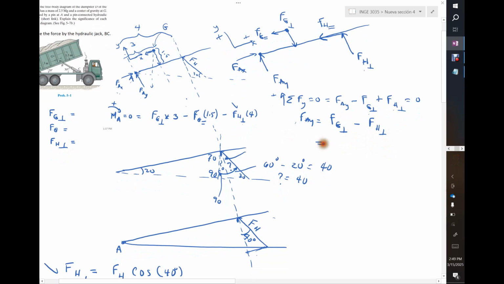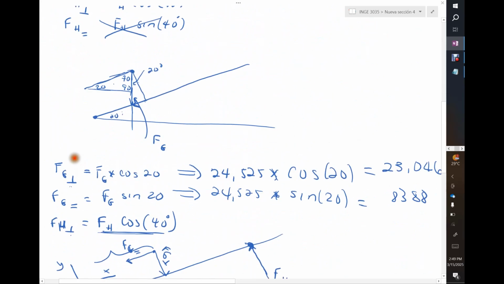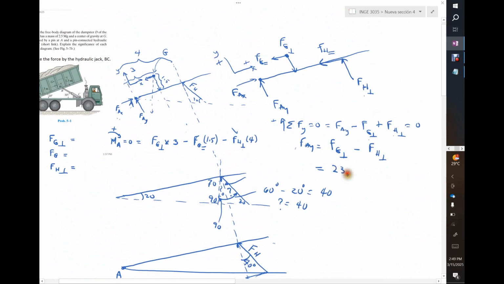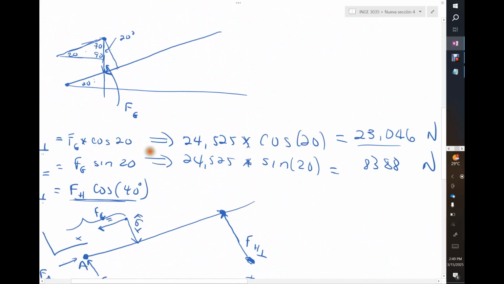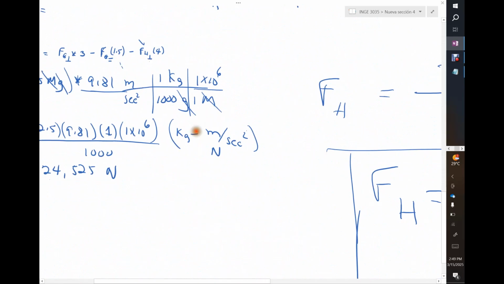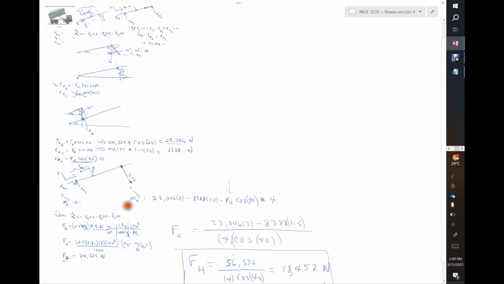So we get the numbers. FG perpendicular is 23,046, minus the hydraulic force that is perpendicular. That hydraulic force perpendicular had to be calculated because it's coming from here. So let's calculate that from here. FH eventually, that number, let me shrink this, is about 18.5 kilonewton. So I'm going to use that.